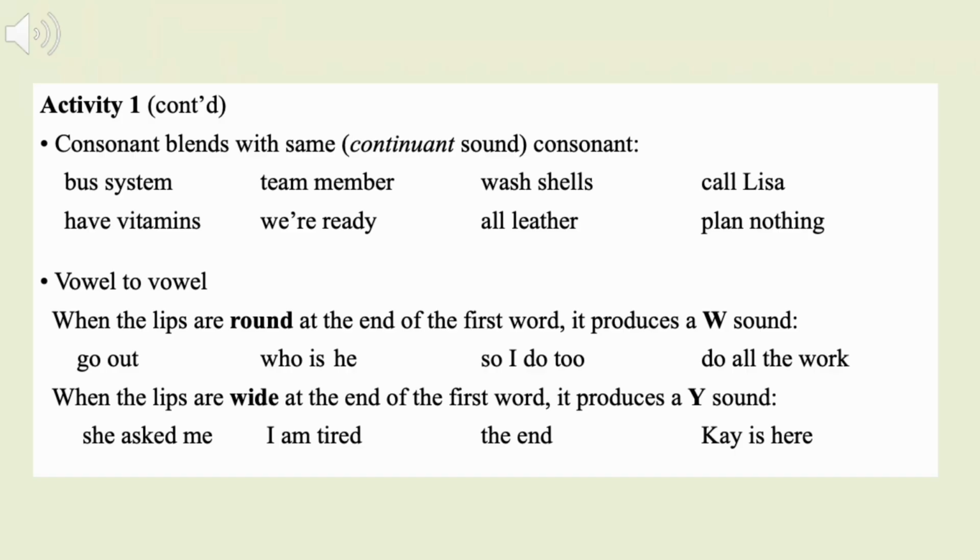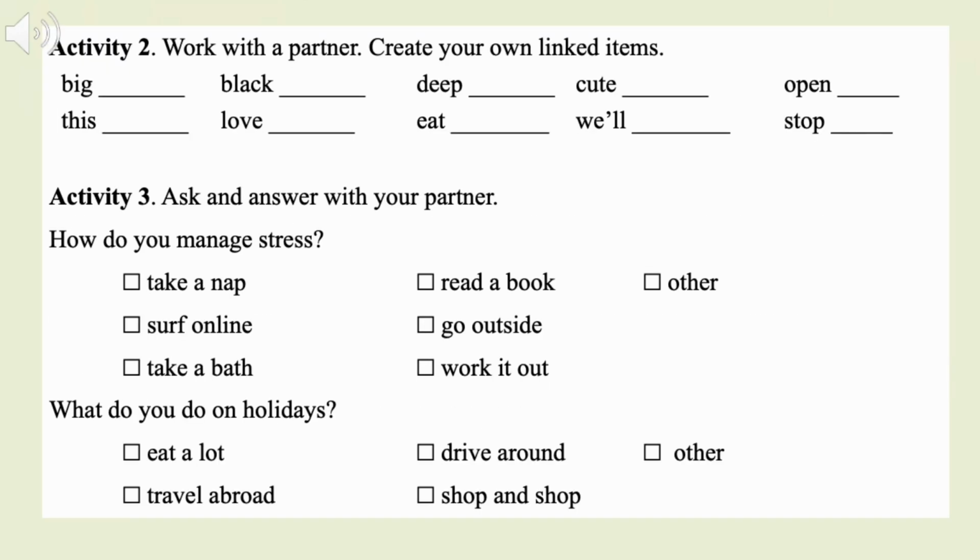Here are some more common types of linking. Blends with same sound, bus system, vowel to vowel, go out, she asked me. Activities 2 and 3 inspire creativity and evidence of ability to apply concepts. Activity 3 in particular links pronunciation practice to a more or less real-world activity.